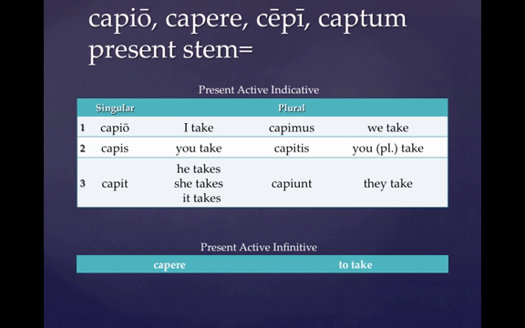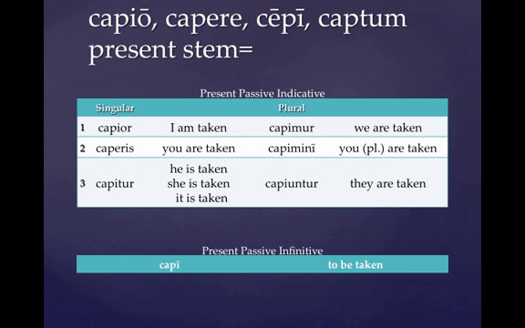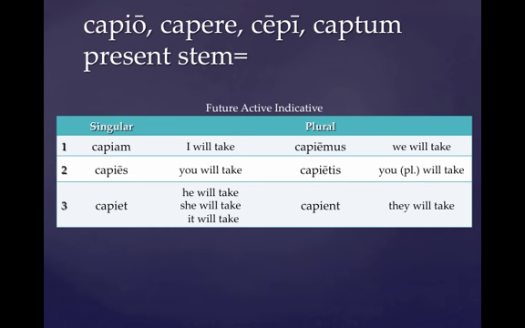So if we want to see what that looks like on an actual verb, that would be capiō, capere, cēpī, captum. In the present active indicative, we get capiō, capis, capit, capimus, capitis, capiunt, and capere to be our present active infinitive. In the passive, capior, caperis, capitor, capimor, capimini, capiuntor. And then cēpī to be our present passive infinitive.